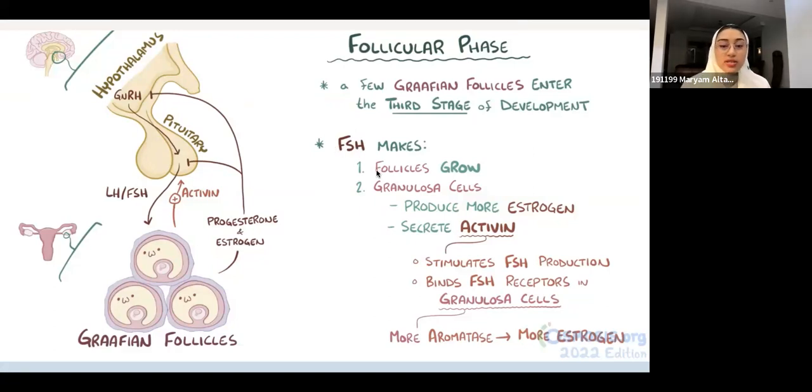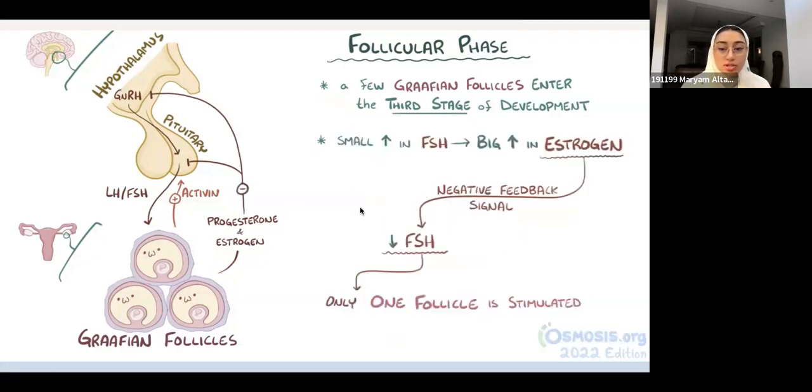So FSH, remember, makes follicles grow, and it causes our granulosa cells, which are the ones on the inside, to produce more estrogen. Because remember, our granulosa cells have our aromatase enzyme, and also secretes something called activin. So from the name alone, active, to go. Activin is something that's going to help you do something. And so activin stimulates FSH production and binds FSH receptors in the granulosa cells. So this causes these cells to produce even more aromatase and even more estrogen. All right, so this is what our activin is doing. And this helps with our initial phase.